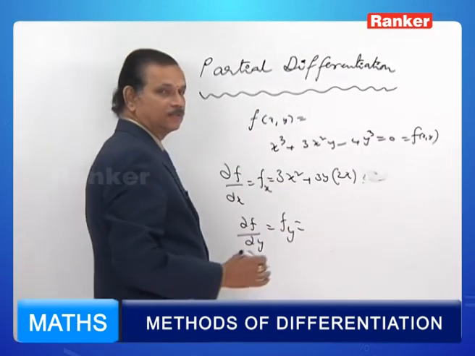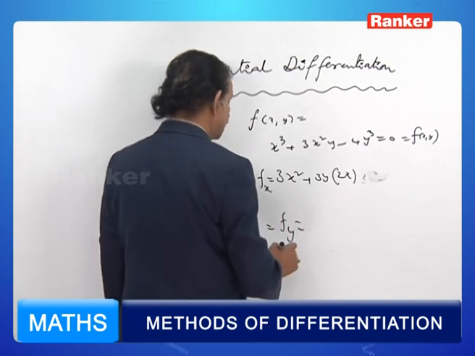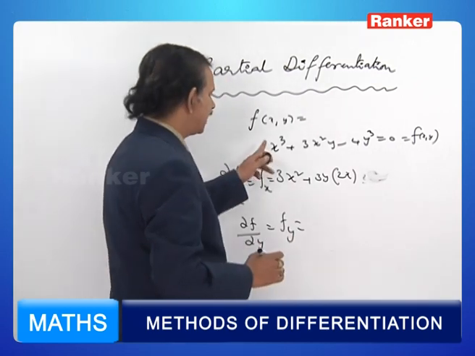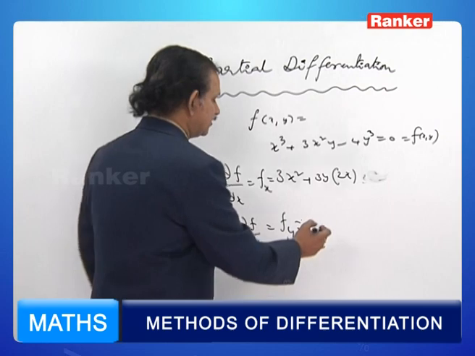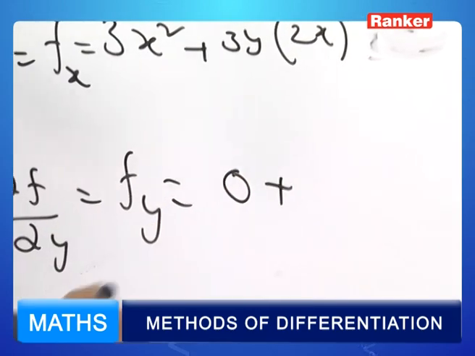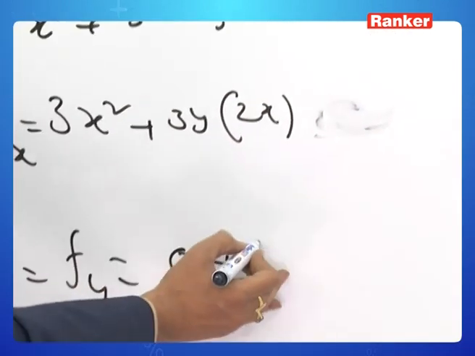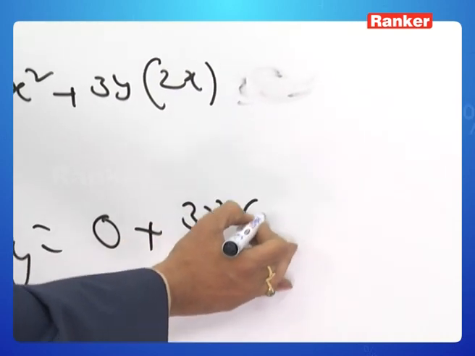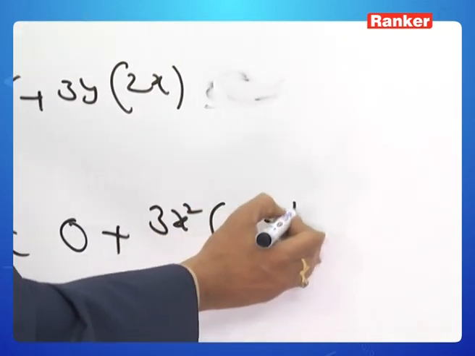What is it? 3x square, derivative with respect to y. x cube constant, hence it is 0. 3x square constant into, for y it is 1. 4y cube minus 12y square.